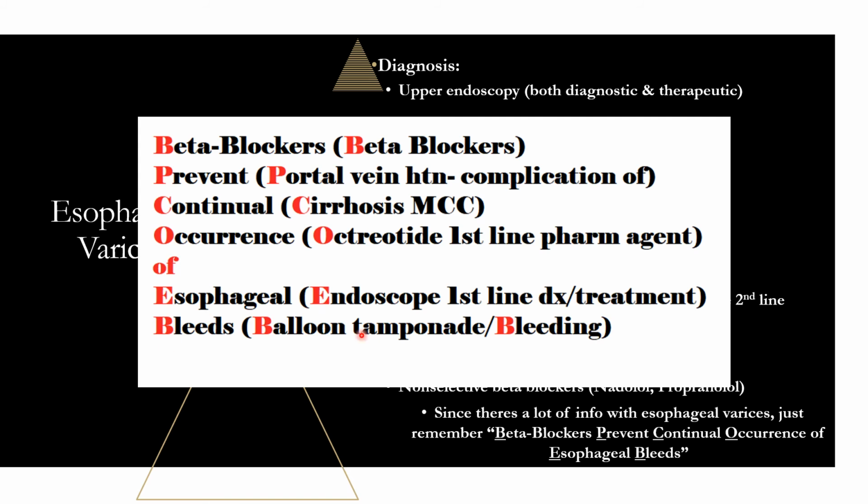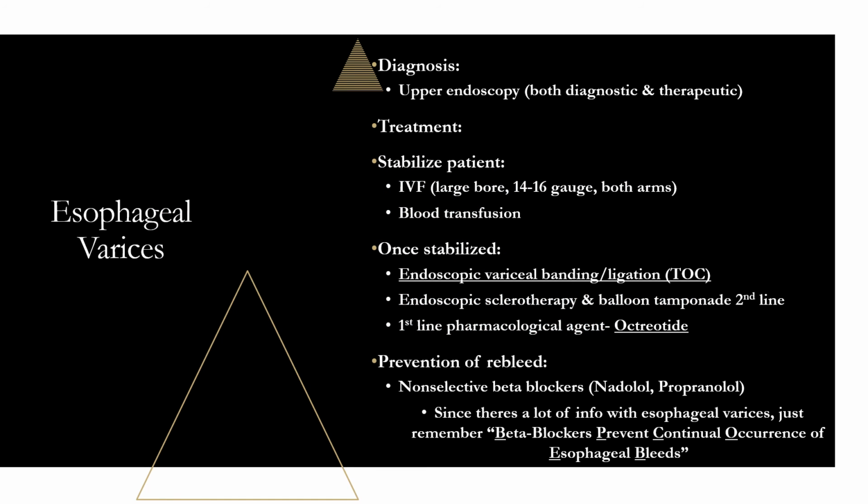And then bleeds stands for either bleeding, because this is a serious cause of an upper GI bleed, or balloon tamponade, which is one of your second line treatments. Remember, beta blockers prevent continual occurrence of esophageal bleeds. Stands for beta blockers, portal vein hypertension, cirrhosis, octreotide, endoscope, and balloon tamponade or bleeding. So that's how you remember the 6 things that you need to know for esophageal varices.